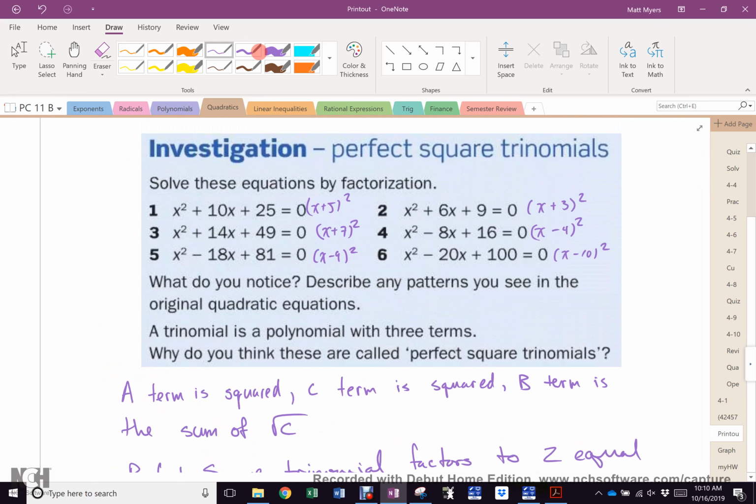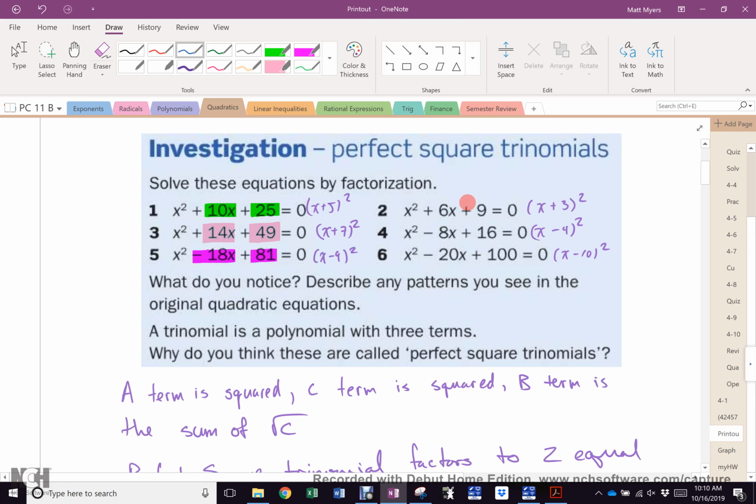Can you think, because we are factoring, yes? Can you think of any relationships between 10 and 25, 14 and 49, 18 and 81, and further, all of them? I am looking for a relationship between the B term and the C term.